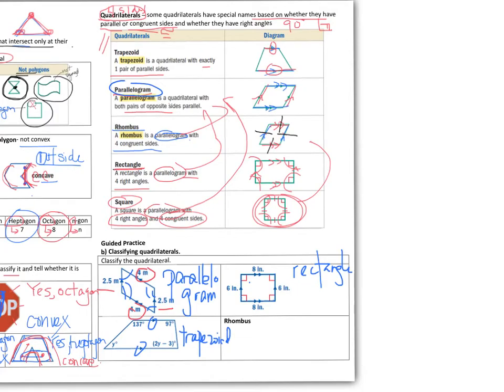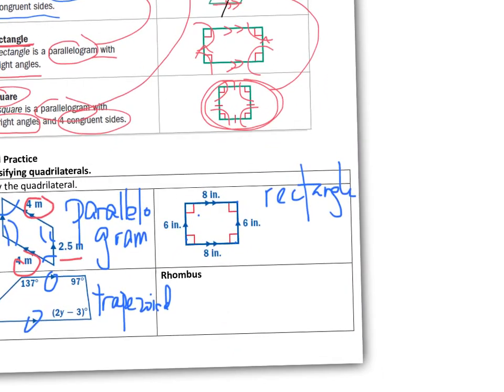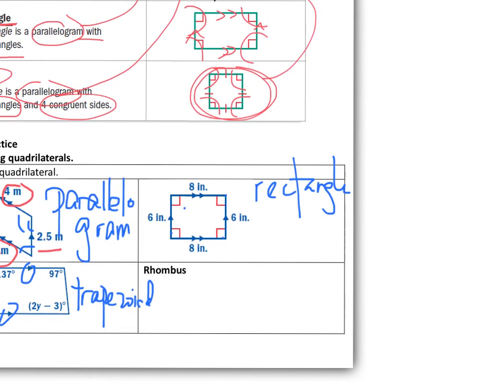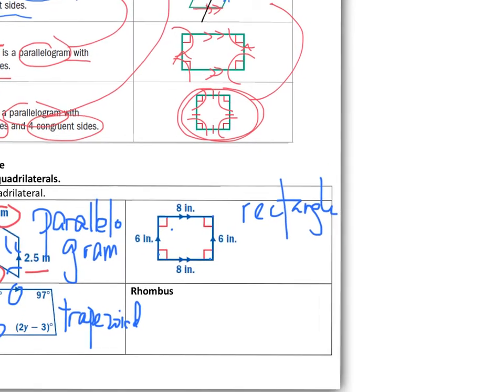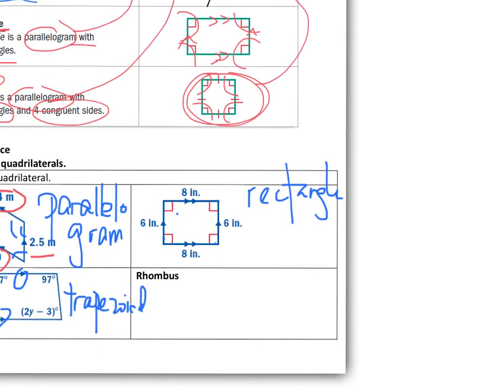Okay, the rhombus, let's draw a rhombus. Okay, it looks almost like a diamond. So these sides are all equal. The opposite angles should be the same, but I didn't mention it earlier. Don't worry about it. You'll learn more about it in geometry.